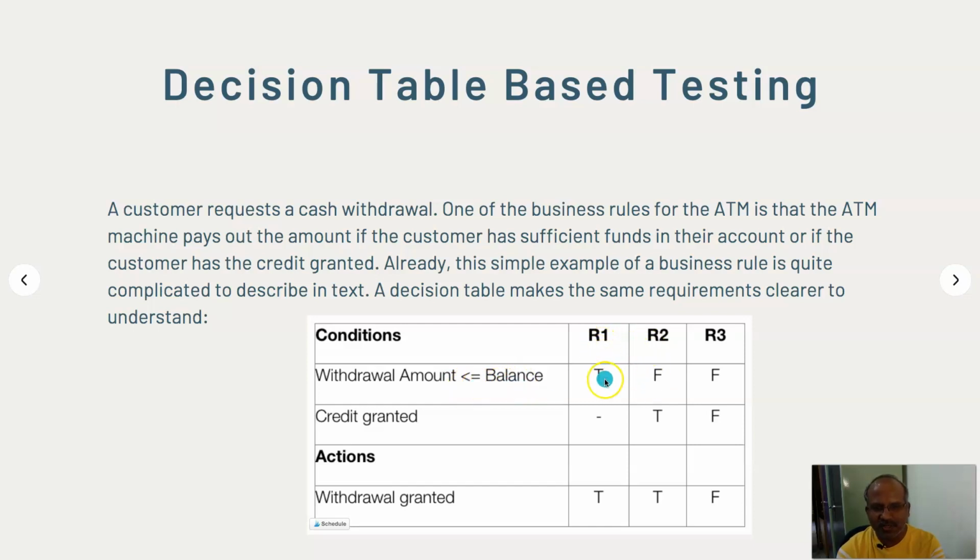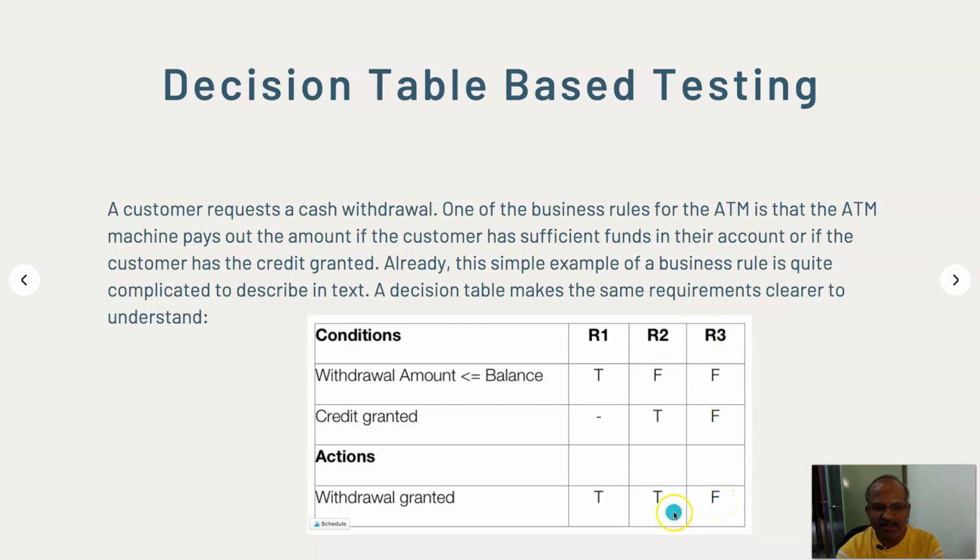So this is true. That means there is enough balance to withdraw the amount, right? Then what is the output? You don't need to worry about credit granted because the available balance is there, so the output is true. Suppose in the second scenario, the withdrawal amount is more than the balance, but credit granted is true, then you can still withdraw the money, right? In rule 3, if both are false, you cannot withdraw money, so this will become false, right?